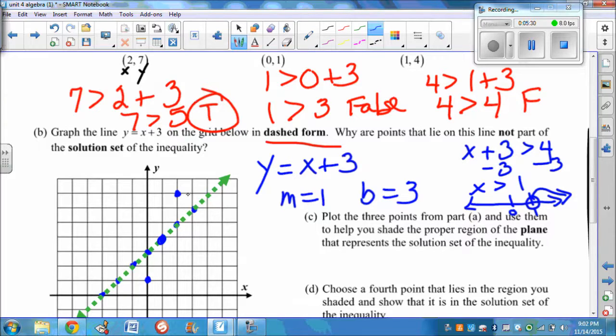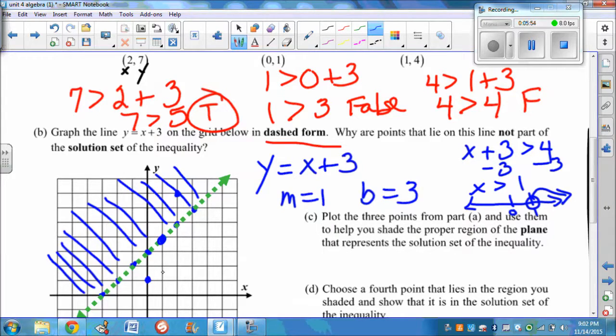On that side of the line, I bet if we picked some other points to the left of this line, they would come out to be true. And then (0, 1), when we checked it in that initial inequality, it came out to be false. So (0, 1) is not a solution, so that's not in the direction that we would shade.